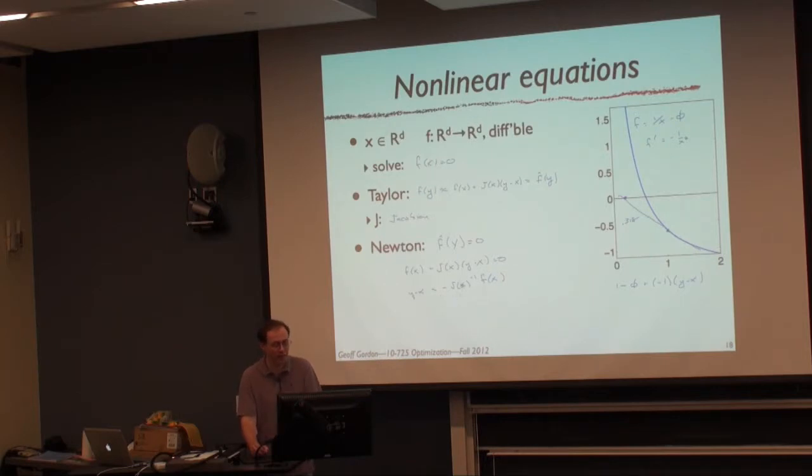For example, problems include the fact that J could be not invertible, or J could be really big, in which case you pay d cubed for the naive way of solving this set of equations. All right, so that's Newton's method.